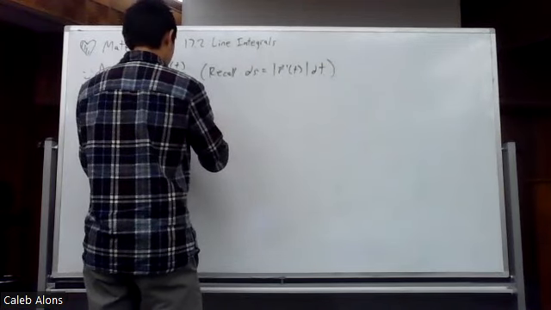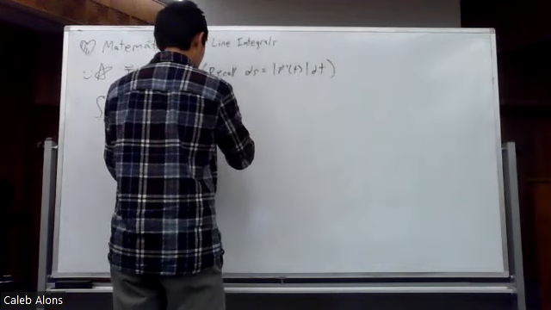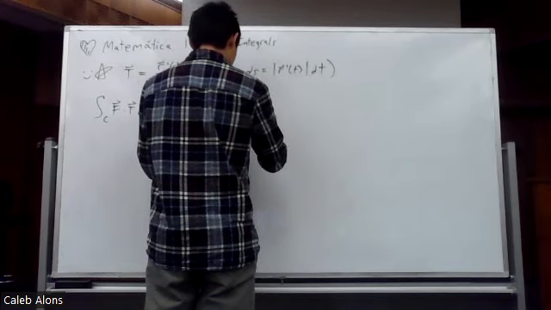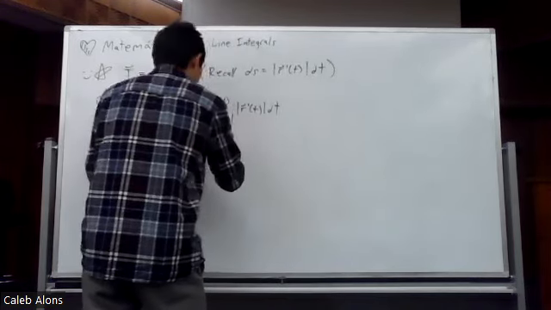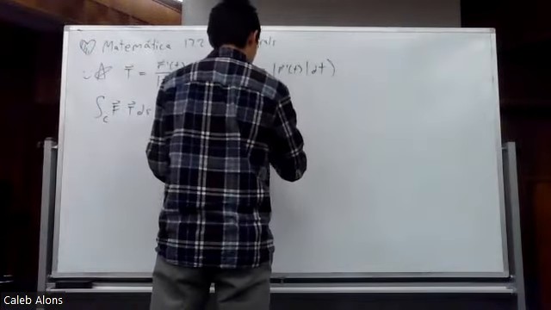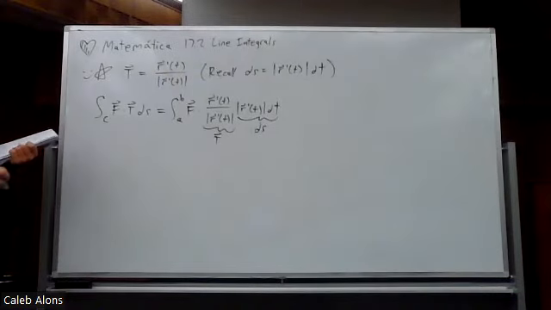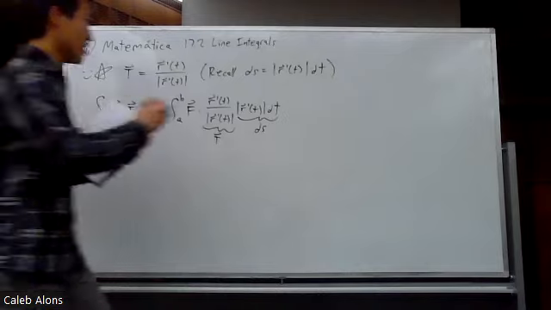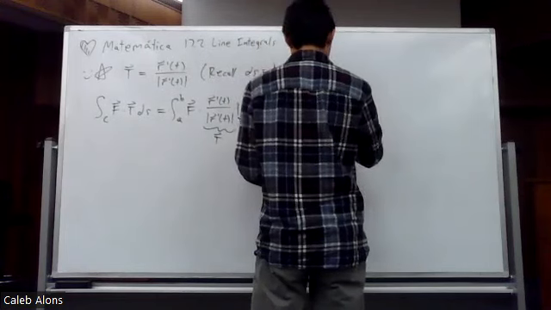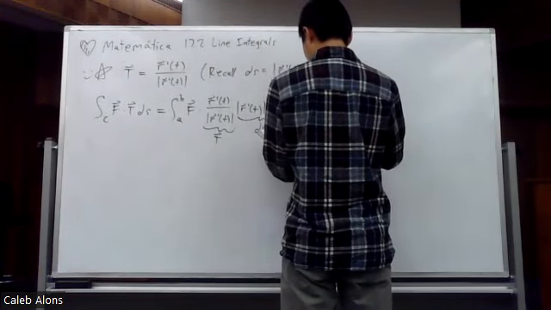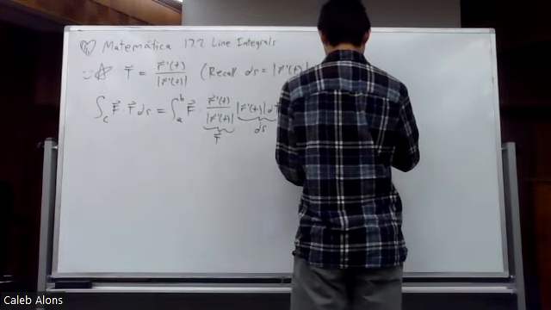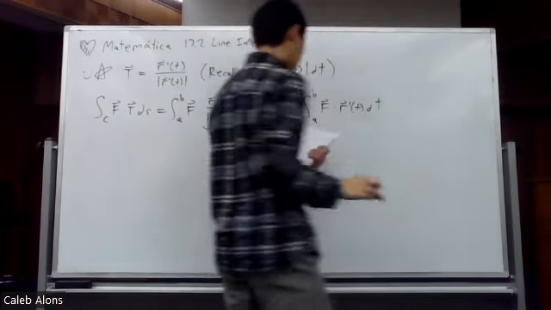We're going from a to b, F dot, and then the T is r prime of t over the magnitude of r prime of t, times the magnitude of r prime of t dt. So this right here is your T, and this right here is your ds. Okay, and now when you simplify, you get the integral from a to b of the field F dot just r prime, because you cancel the magnitudes of r prime, and it's hanging out.